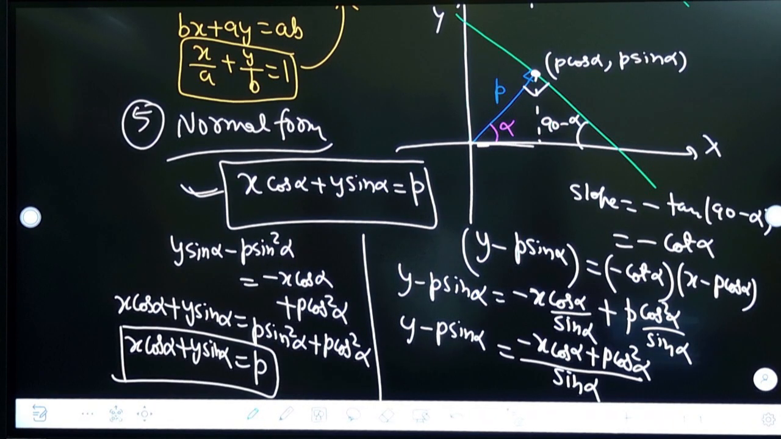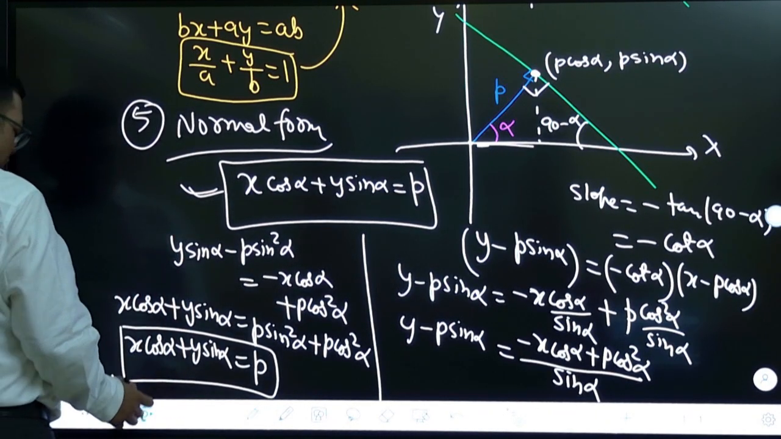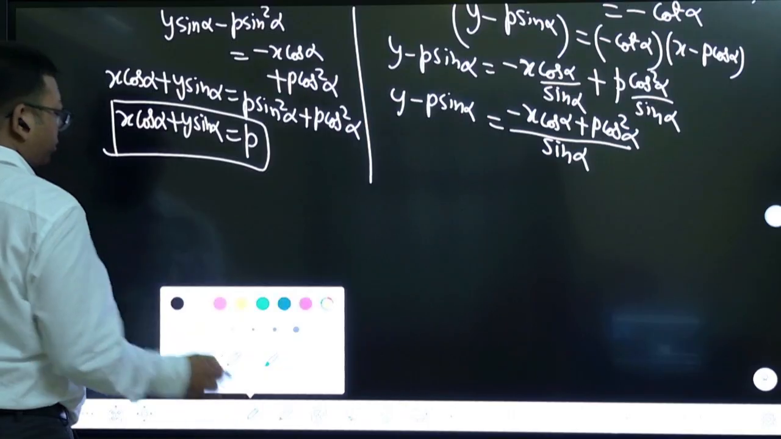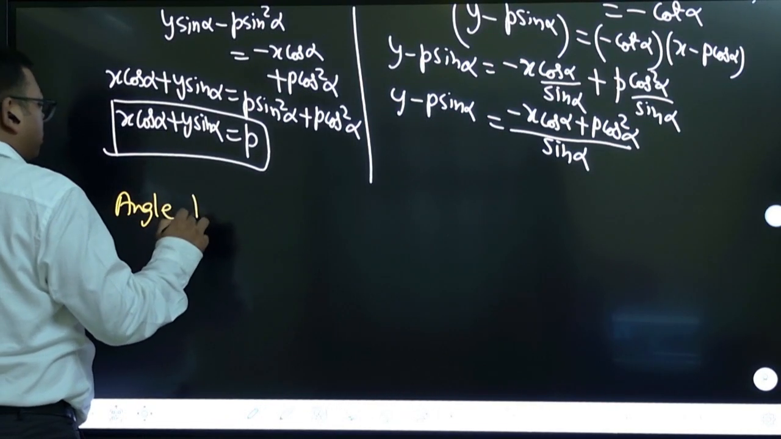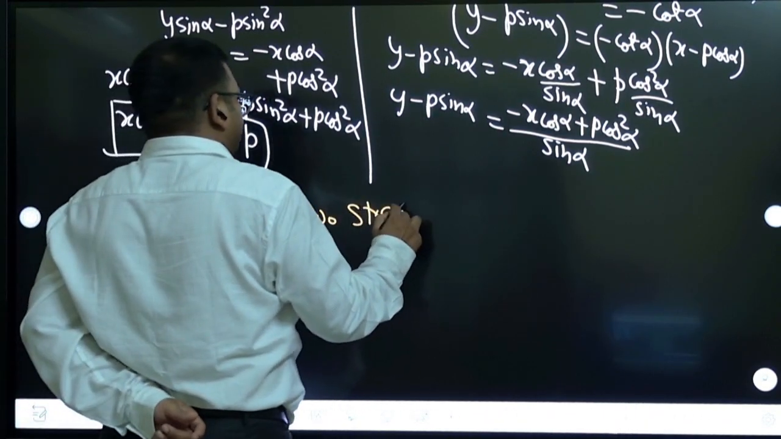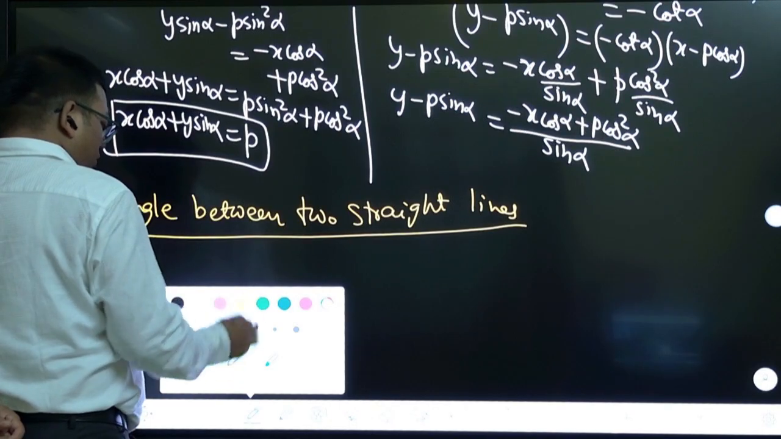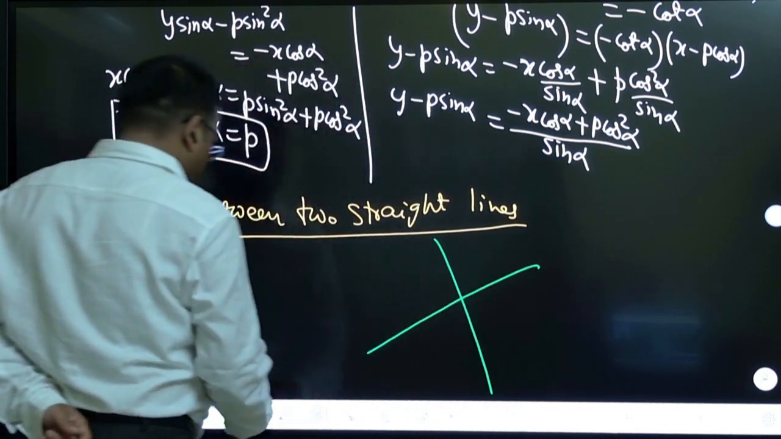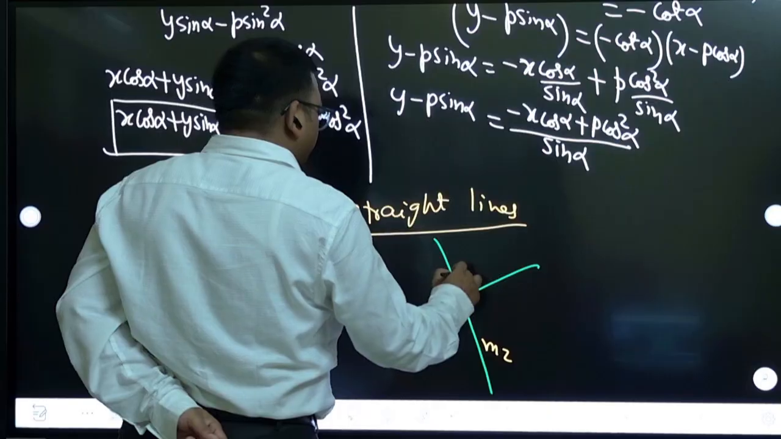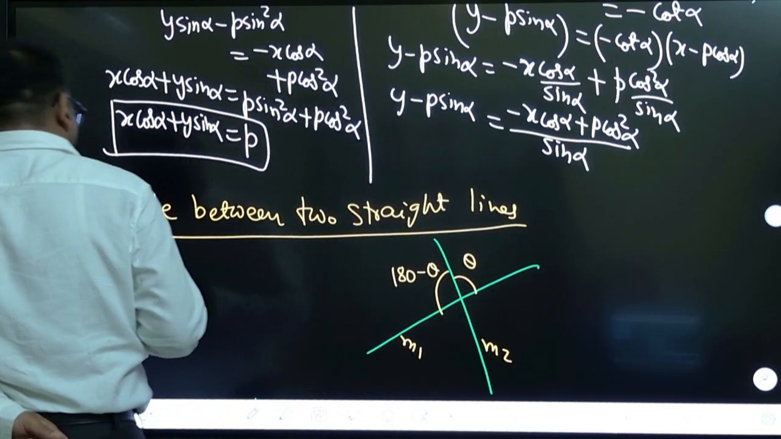So I think now we are done with the straight line. And also one important formula in a straight line is angle between two straight lines. So if you take two lines like this, and let us say this line has slope m1, this has slope m2. Let us say one angle is theta, another angle is 180 minus theta. So any of these angles you can calculate.